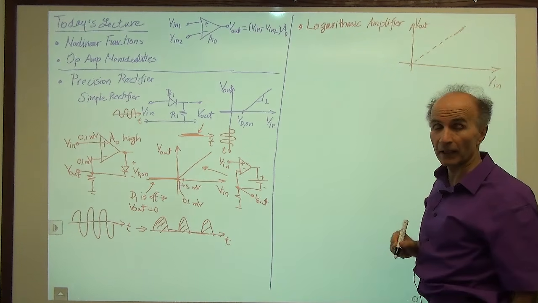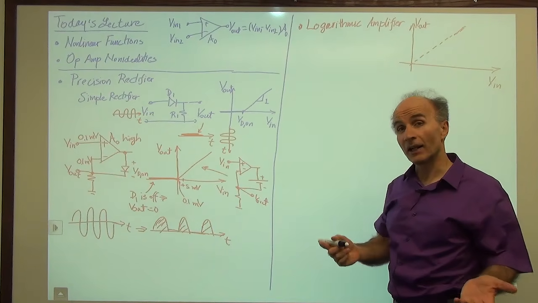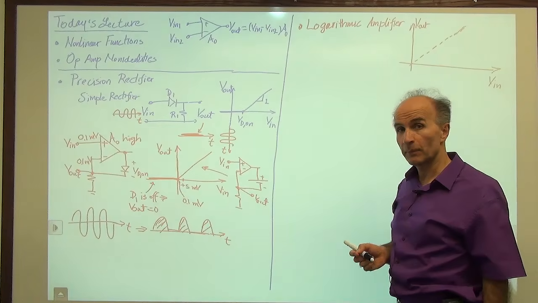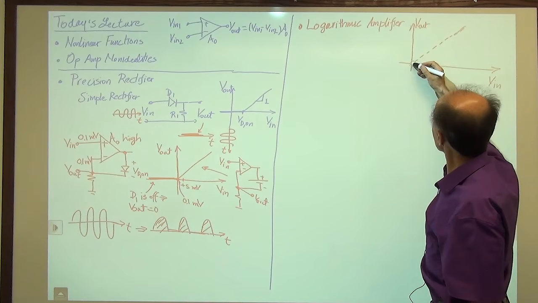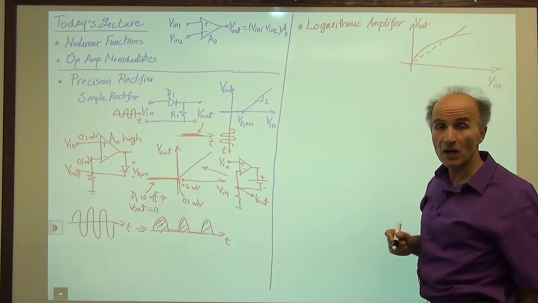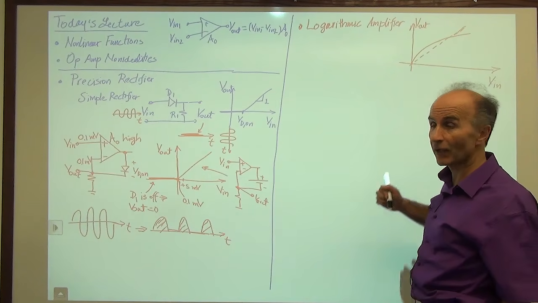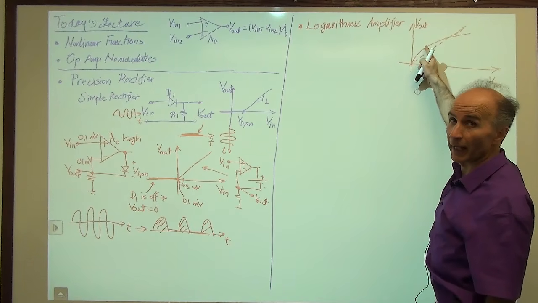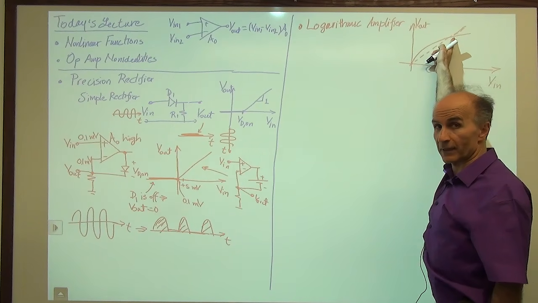That's what you would like to have for a simple amplifier, right? We like to have a straight line. That's what we call a linear amplifier. But for a logarithmic amplifier, when we plot it, we get something like this. So it's a nonlinear amplifier, and it has a higher gain here. As you can see, the slope is larger, and lower gain here. The slope is smaller.